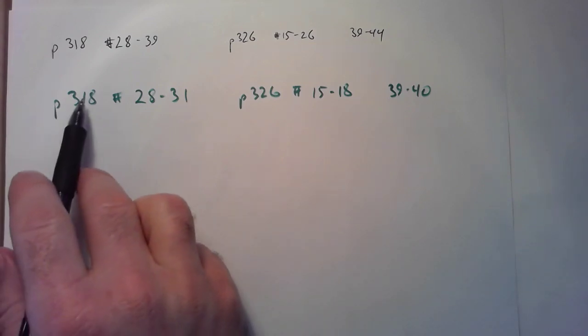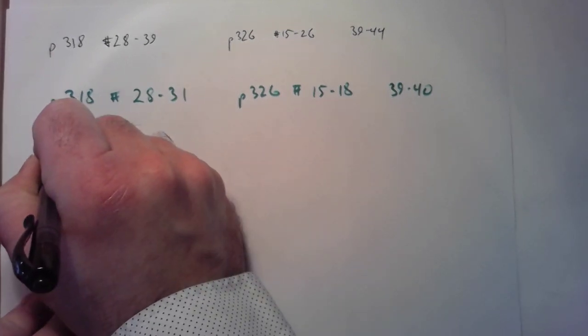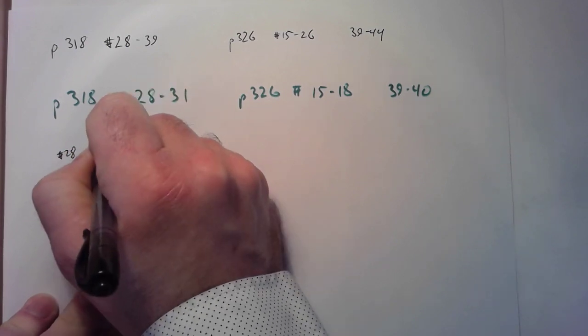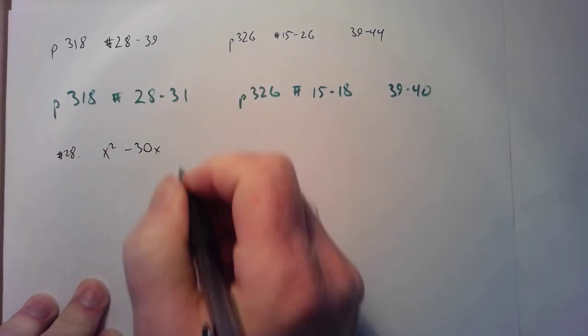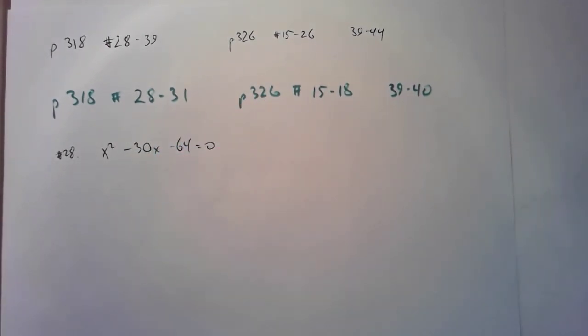So yeah, we're doing page 318, numbers 28 through 31 first. Number 28 on page 318 looks like this. So we got x squared minus 30x minus 64 equals 0. There were a few people who asked about this one in class.